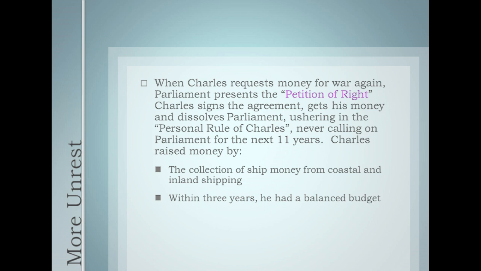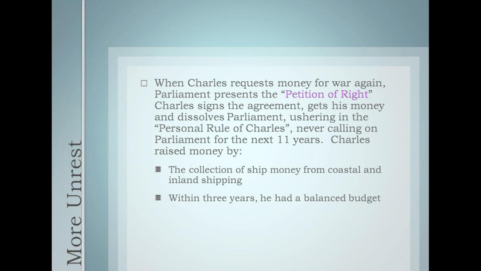So Charles is going to request some money for war again, and Parliament says, fine, we'll sign off on this. This was their way to get him to do what they wanted. Parliament says, fine, we'll sign off on it as long as you agree to the Petition of Right. So he gets his money, but after he does get his money, he decides he's not going to call Parliament again, and he doesn't call them again for the next 11 years. And he's going to raise money by collecting ship money from coastal and inland shipping.